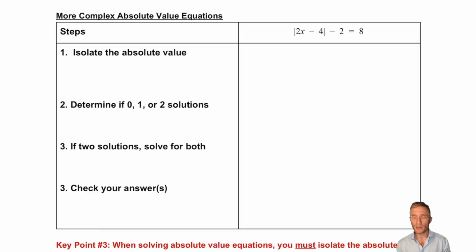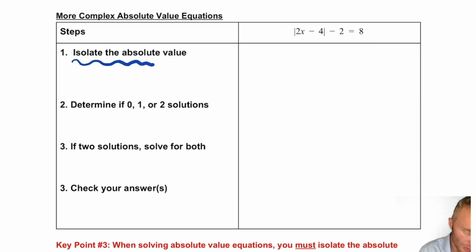By a true statement, I mean if x was 5, 2 times 5 would be 10, 10 minus 4 is 6, the absolute value of 6 is 6, minus 2 is 4. That's not 8. So 5 is not one of our solutions. We could keep guessing numbers, but there's actually a systematic way to find this. The first step is always going to be to isolate the absolute value, meaning get it by itself. So the first thing we're going to do is move this over to the other side, plus 2, plus 2.